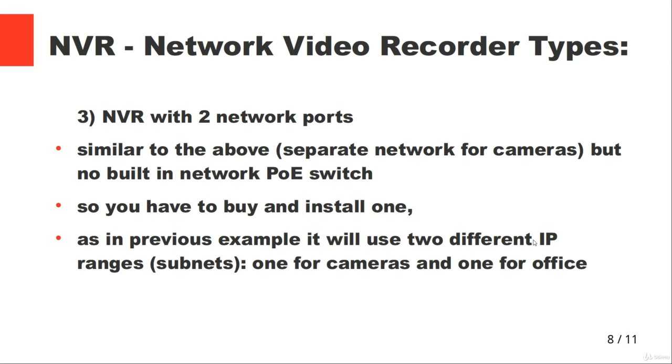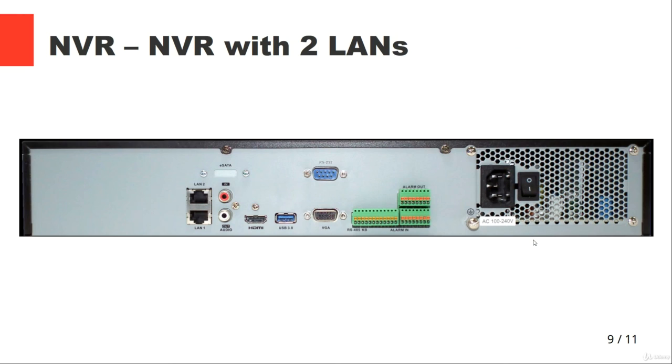NVR with 2 network ports, similar to the above, but there are 2 network ports, 1 for cameras and 1 for office. It has no built-in PoE switch, so you have to buy a switch and install it. As in the previous example, it will use 2 different IP ranges, subnets, 1 for cameras, 1 for office. And there is an example of the back of such an NVR. So LAN 1, LAN 2, HDMI, USB, VGA, RS485 for the PTZ, alarms, and the power.